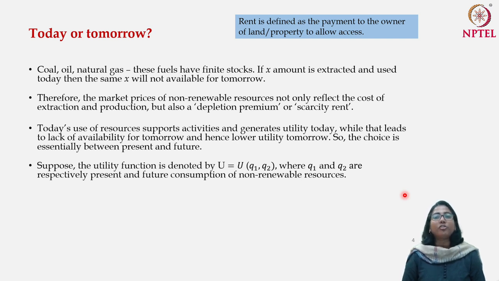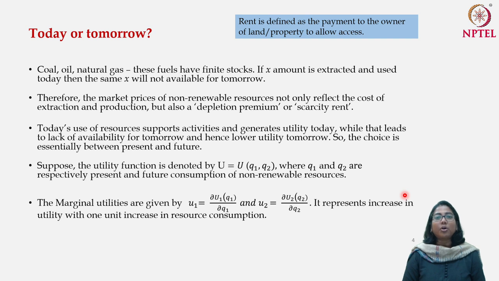Now, utility is a function of both present consumption as well as future consumption. We also define a term called marginal utility, which denotes the gain in utility as you consume one additional unit of some commodity. So here we are defining the small u1, which is del u1 q1 by del q1, and small u2, which is del u2 q2 by del q2. So small u1 is the marginal utility that you are deriving from the consumption of the non-renewable resources today, and u2 is the marginal utility that you are deriving from the non-renewable resources tomorrow.